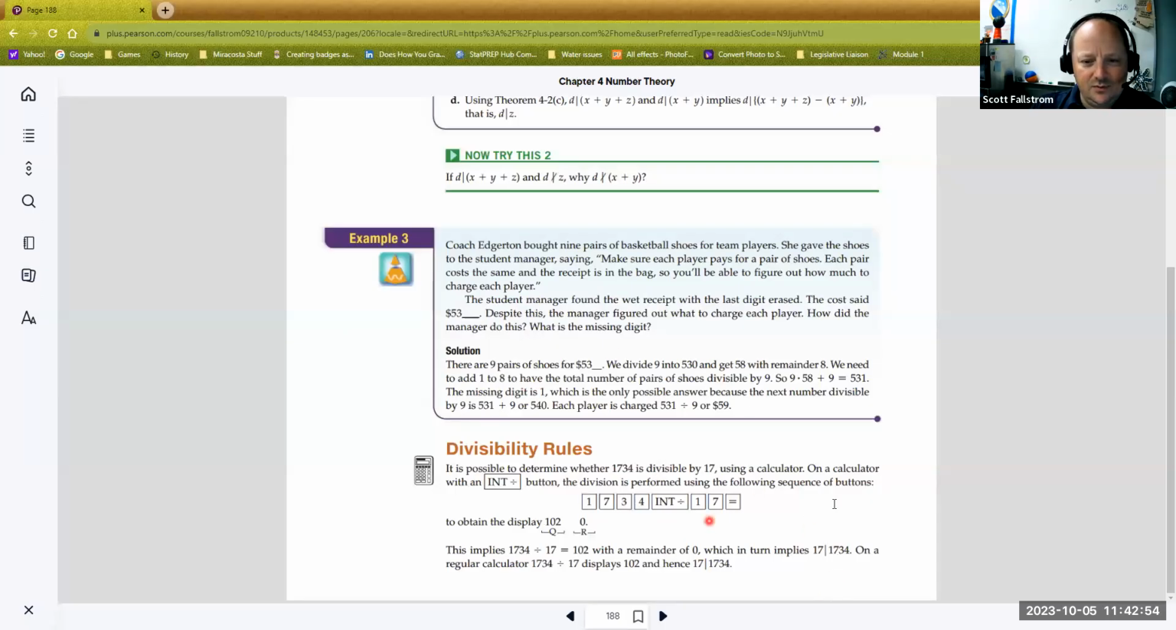Let's see here, divisibility rules. This is a calculator with an INT division button. Some of you have these, some of you don't. An integer division button gives you the quotient and the remainder when you do the division. Again, not all calculators do.